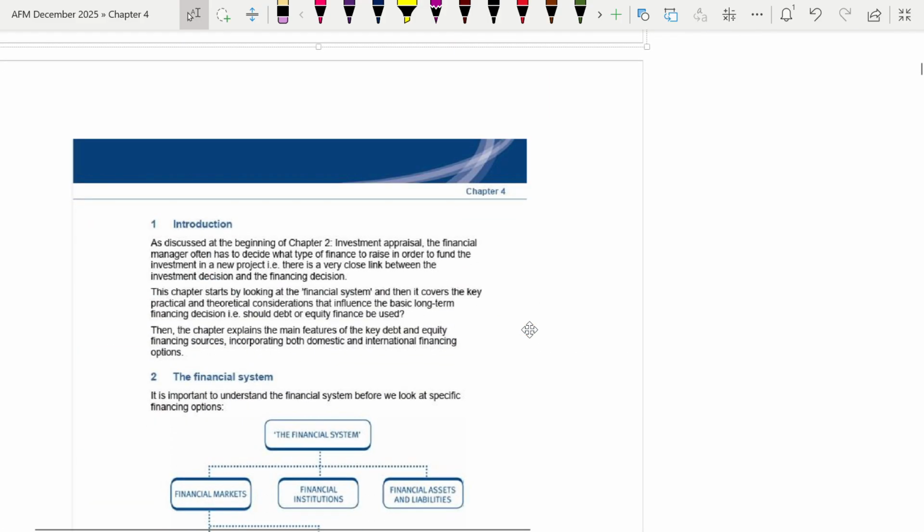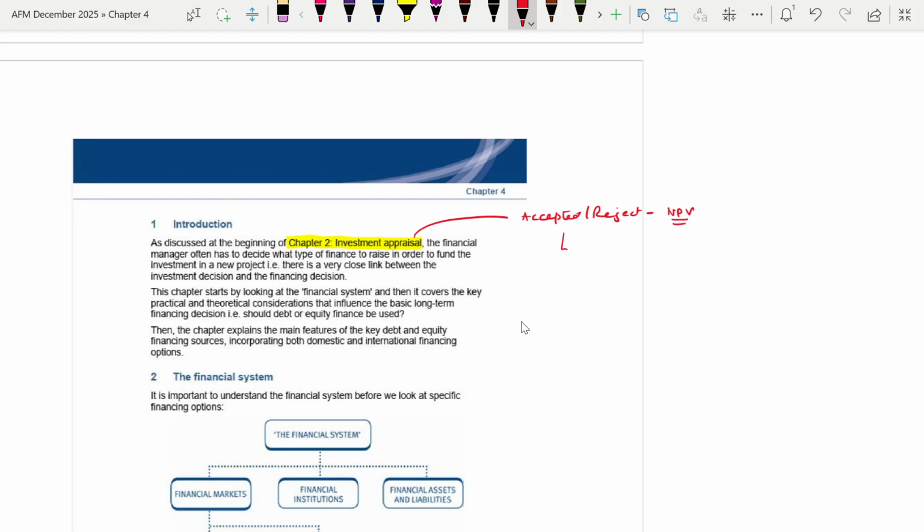Okay, fine. They are talking about what we have done in chapter 2, investment appraisal. Once we have done it, we will say whether it is going to be accepted or whether it is going to be rejected, based on the NPV.